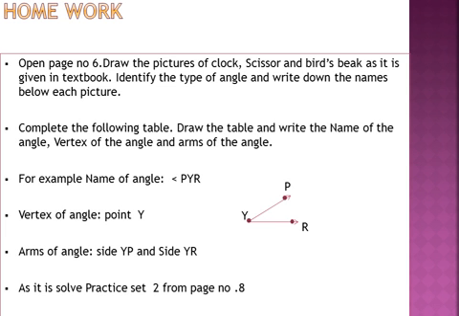We have homework for you. Open page number 6. Draw the pictures of a clock, scissors and a bird's beak as given in the textbook. Identify the type of angle and write down the names below each picture.